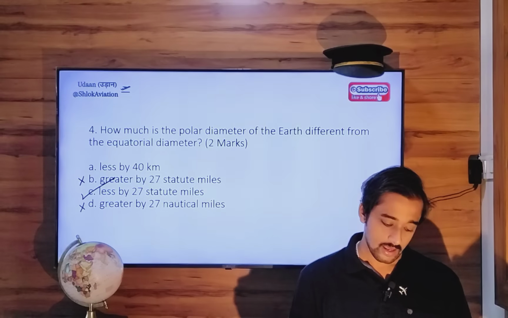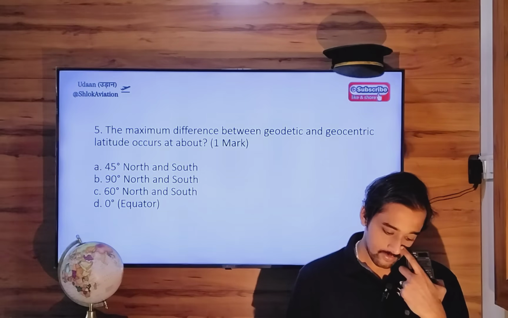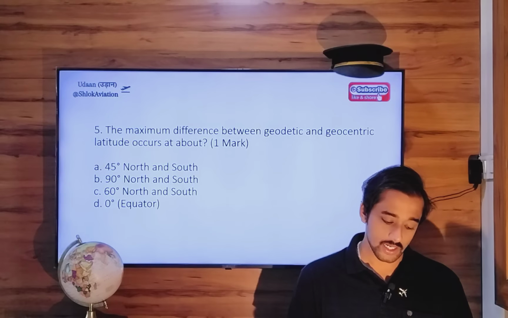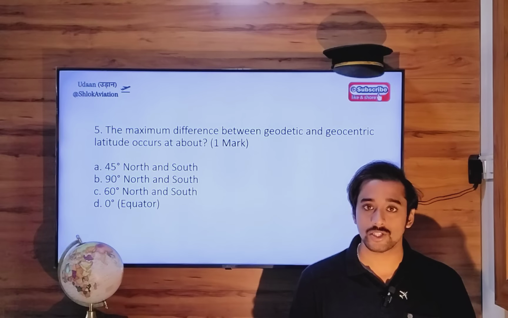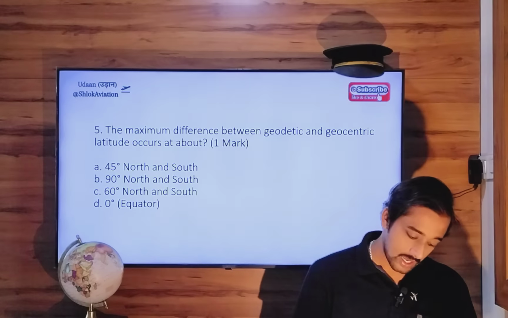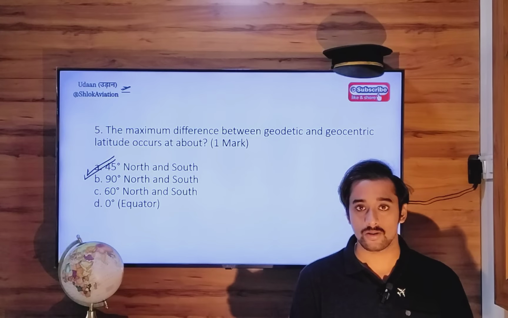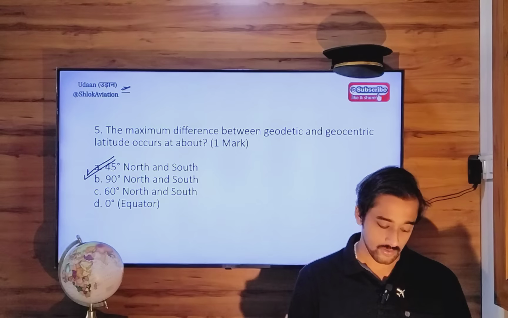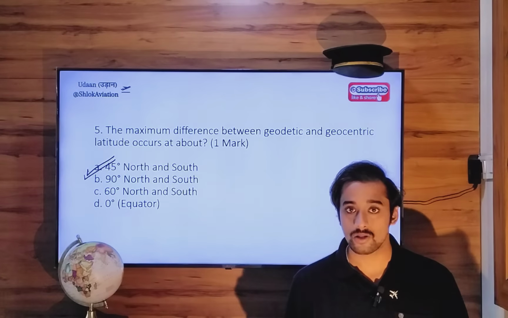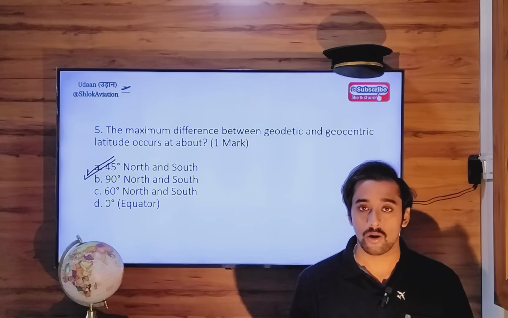Okay, next. Question 5. The maximum difference between geodetic and geocentric latitude occurs at what latitude? Again a factual question from chapter number 1. It happens at 45 degrees north or 45 degrees south latitude. This question is often asked in exams. Remember this answer. 45 north and 45 south is the location where the maximum difference between geodetic and geocentric latitudes is bound to occur.